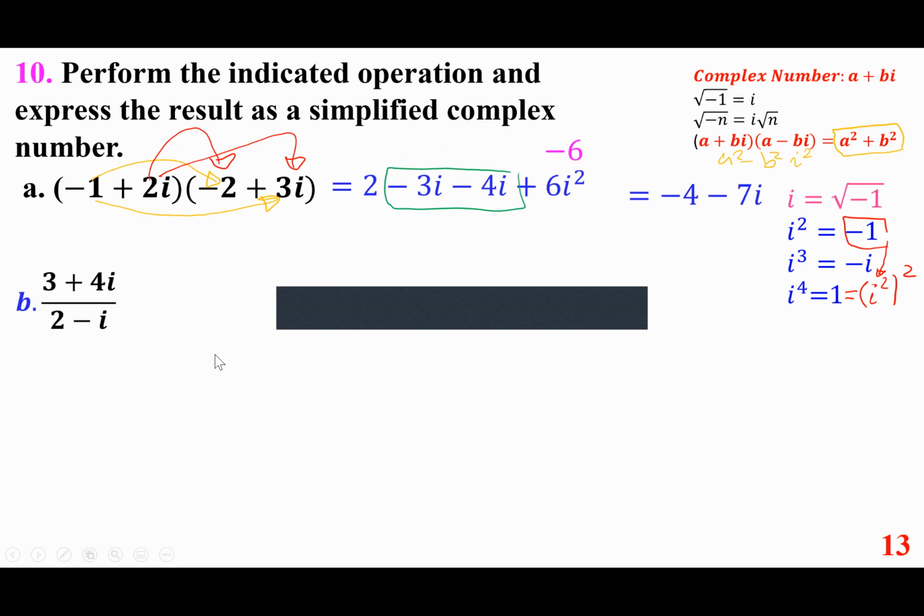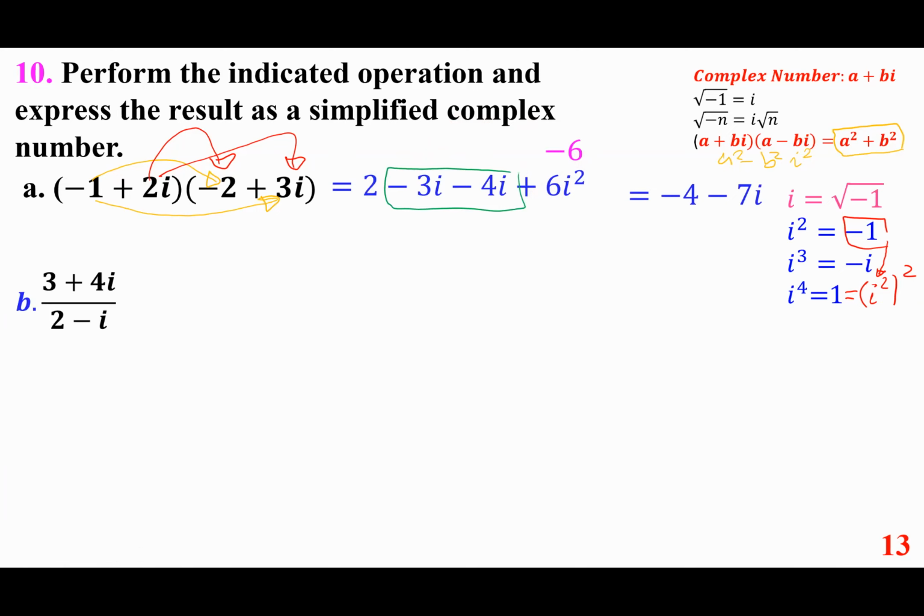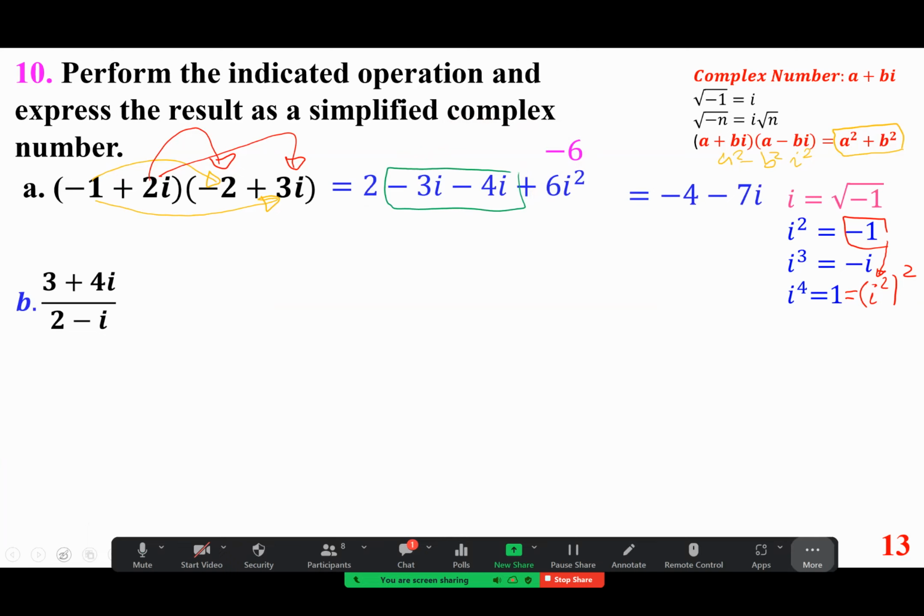Complex numbers. To do this, if they say divide, rationalize, or put it in standard form, this is the standard form. It all means the same thing. You multiply by the conjugate of the denominator.